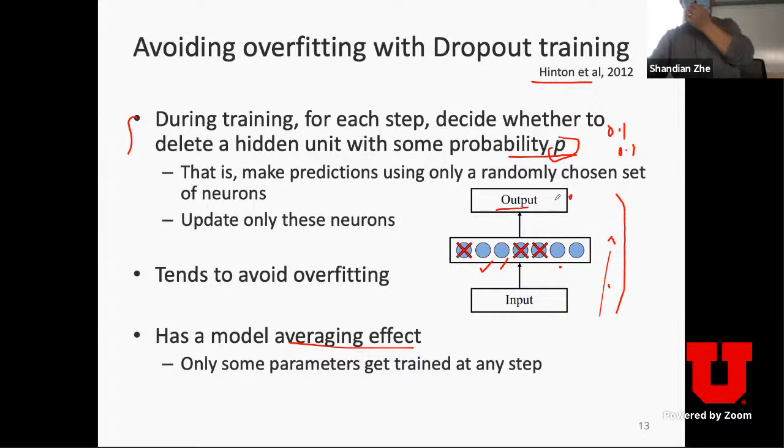Say you have P equal to 0.1. That means you have a 10% chance to delete, or drop, a neuron. So once a neuron is dropped, like this one and this one, we won't calculate the value of those neurons. We only use the remaining neurons to calculate and then send the results to the next layer. And then we move to the next layer.